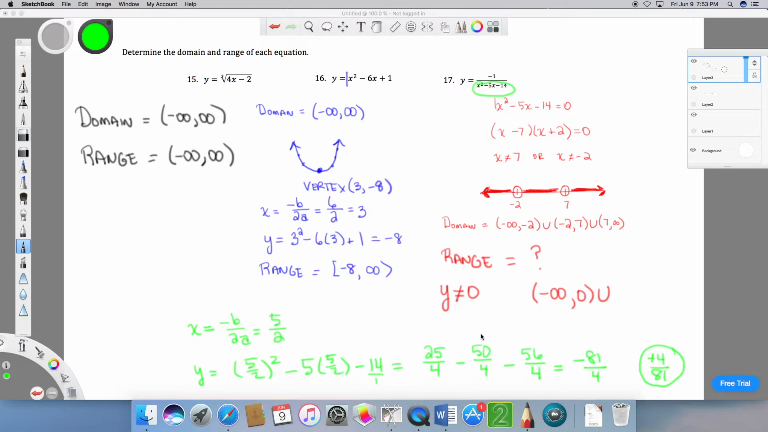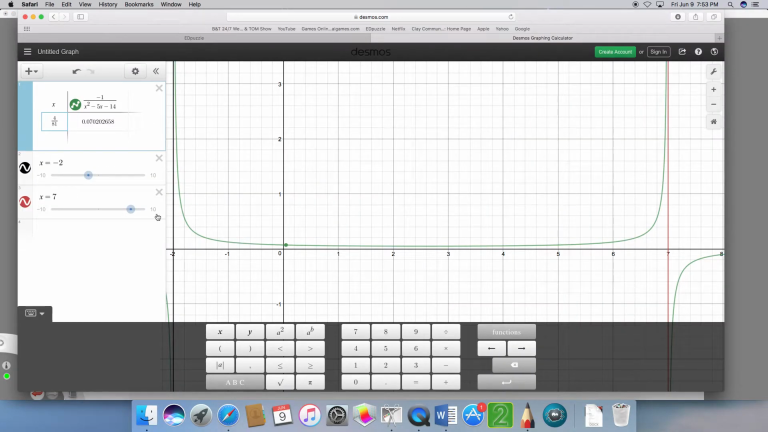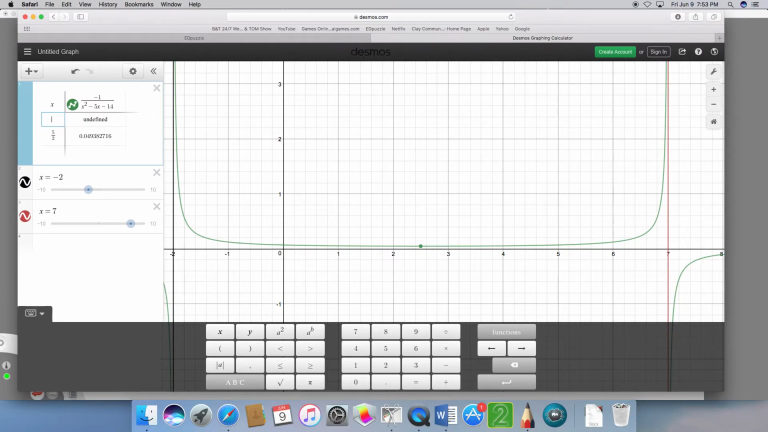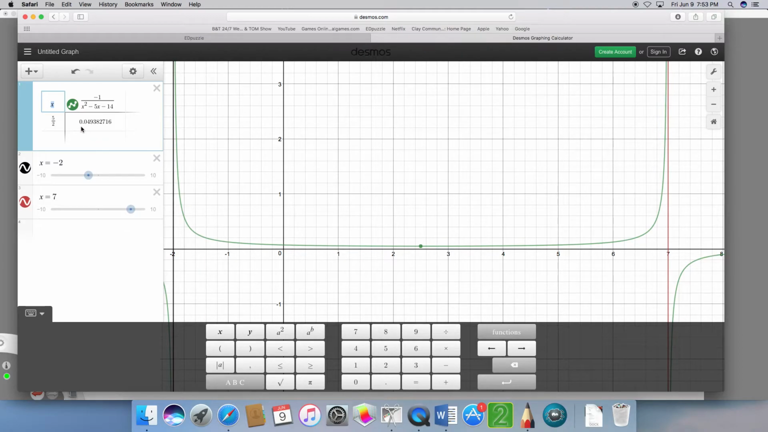Oh, that's a y-coordinate. What if I come back and plug in 5 halves? Yeah, there we go. Okay, and look, that 4 over 81, do that on a calculator, and 4 divided by 81 is like 0.04. This decimal number is 4 over 81. So that 4 over 81 is the minimum y value when I'm in between x equals -2 and x equals 7. So this is a little bit above.